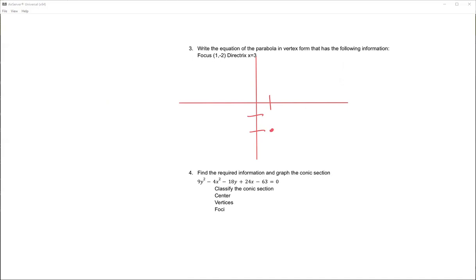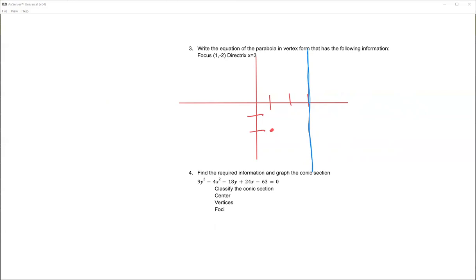So if x is equal to 3, what happens? We have 1, 2, and 3 right here. This is the directrix right here. Okay. If that's a directrix, which direction is the parabola going towards? Is it going up, down, left, or right? Left, right? Because the focal point is left of the directrix. So it really depends on where the focus is relative to the directrix.